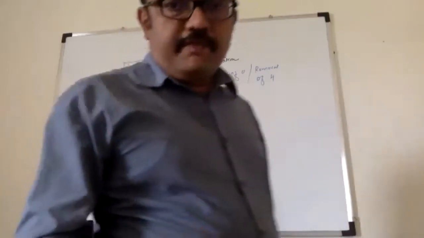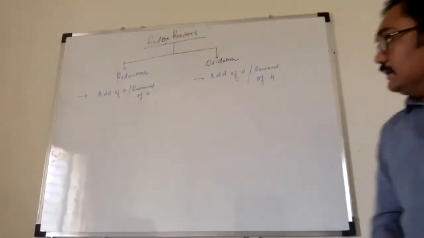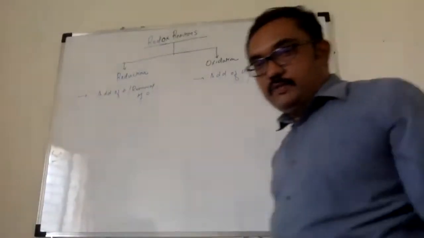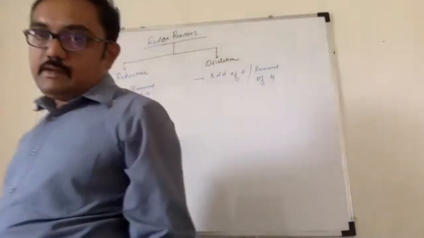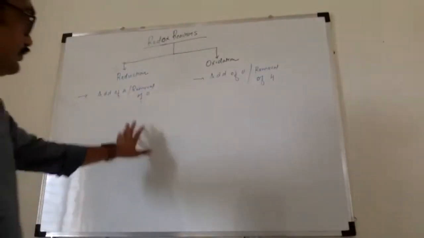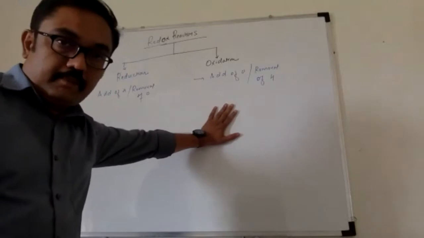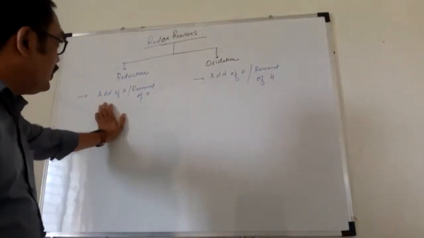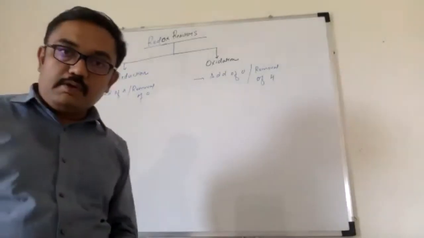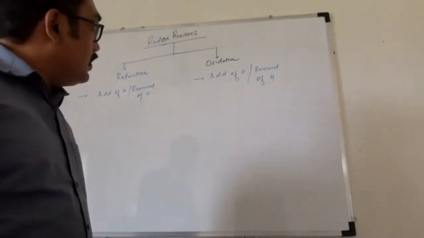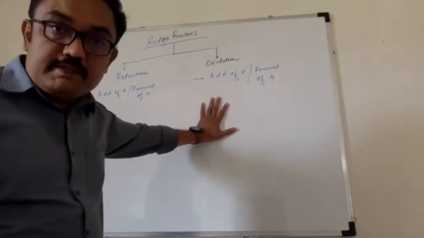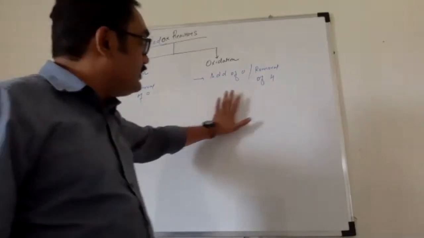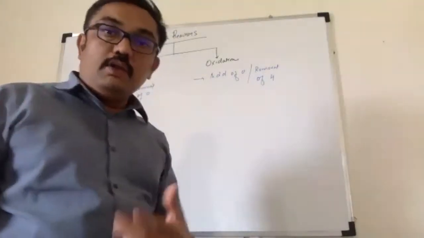So that is the first definition. This definition is based on transfer of hydrogen and oxygen. So during a process, if hydrogen is added or oxygen is removed, that can be called a reduction. Or during a process, if oxygen is added or hydrogen is removed, that is called oxidation.